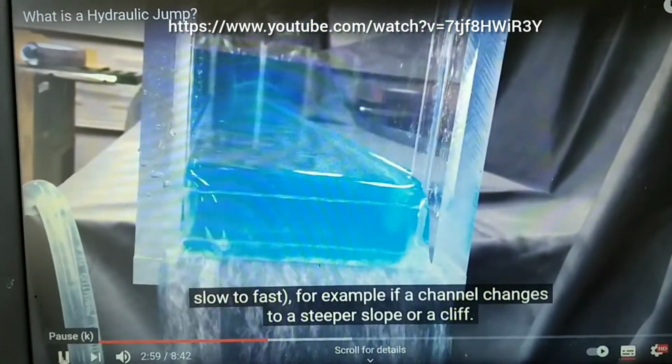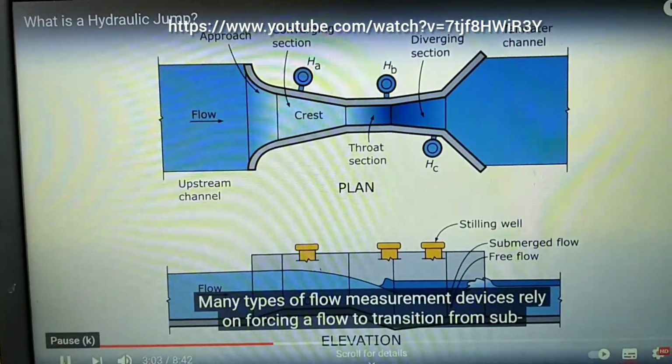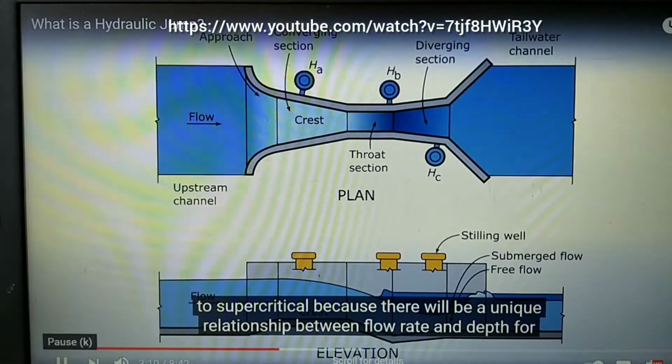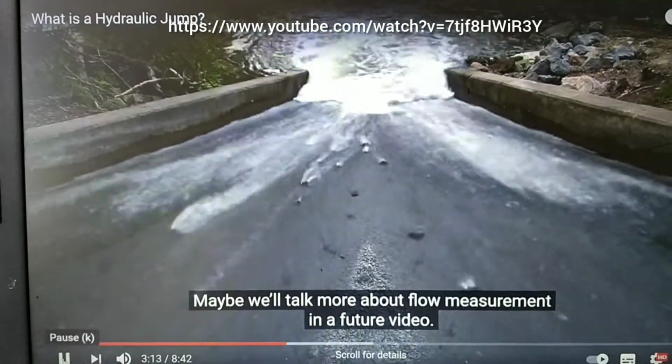For example, if a channel changes to a steeper slope or a cliff, many types of flow measurement devices rely on forcing a flow to transition from sub to supercritical because there will be a unique relationship between the flow rate and the depth for a given geometry. Maybe we'll talk more about flow measurement in a future video.